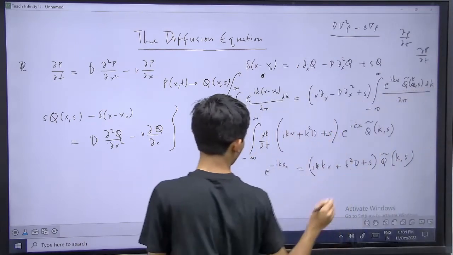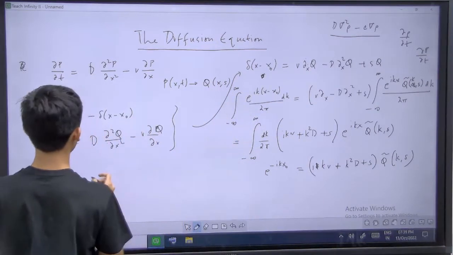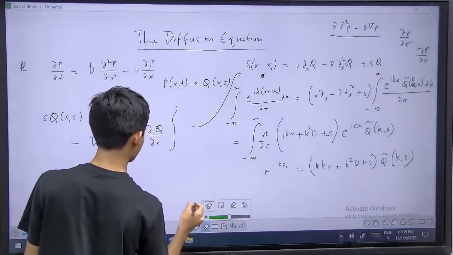Okay, and so we have straight up got this q tilde. And where is this part?